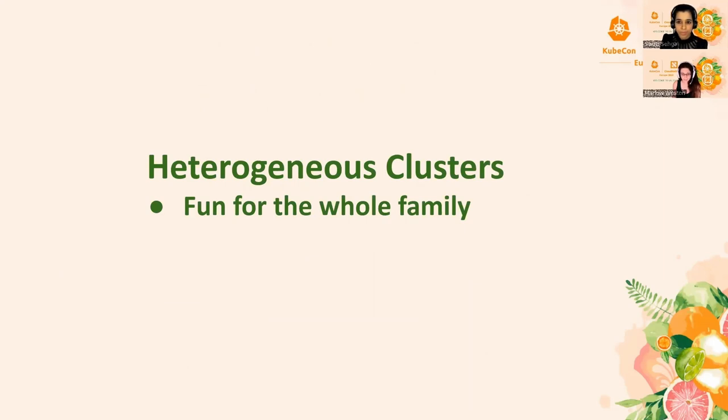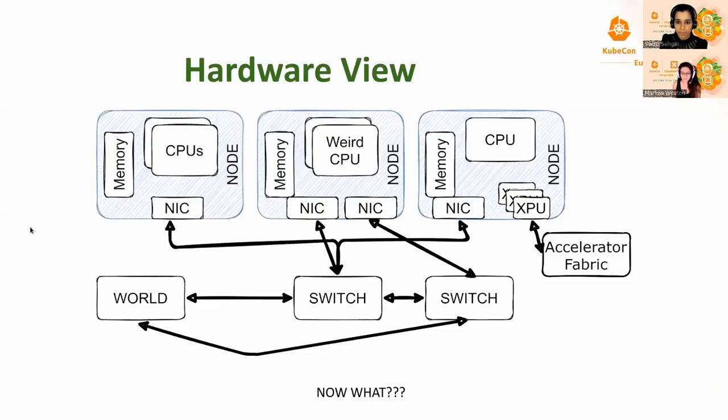Heterogeneous clusters, fun for the whole family. So this is our very generic set of use cases. But it's real. In many people's data centers, they have different types of nodes because you upgrade, you buy things for particular purposes, et cetera. So in this case, we have a multi-CPU node. We have another one with weird CPUs, which are different from the other CPUs in some cases. Some architecture actually has different types of cores on the same CPU. You have multiple NICs in some, single NICs in another. And this last one, you have an accelerator fabric with XPUs combined on top of that.